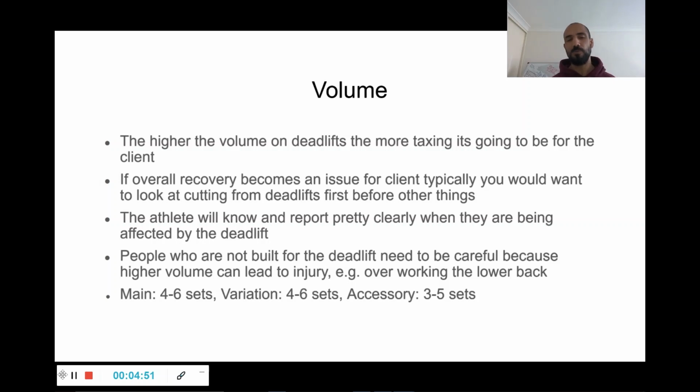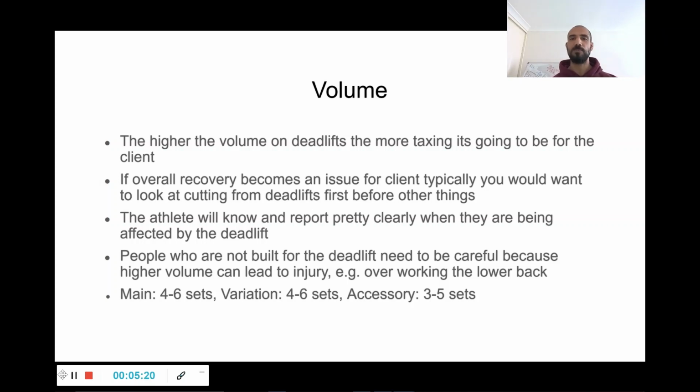The athlete will usually know pretty clearly when they're being affected by the deadlift. They will report certain things, you know, hands are hurting, lower back's really tender all the time, they're just feeling really tired all the time. And you may notice these patterns, especially after deadlift day, or even in the lead up before a deadlift session comes up on the day. Like they're not really in the mood for training that day because the deadlift's on that day, right?